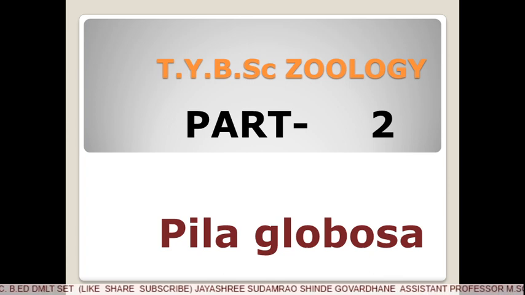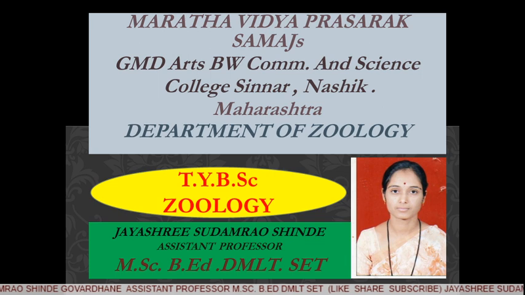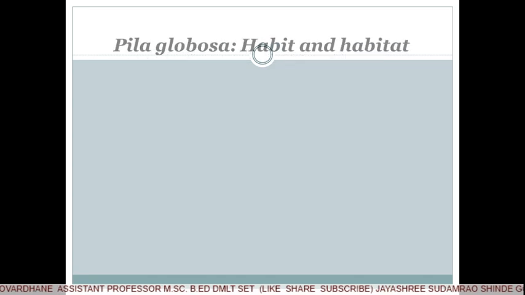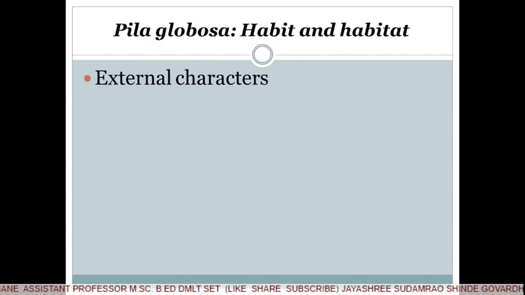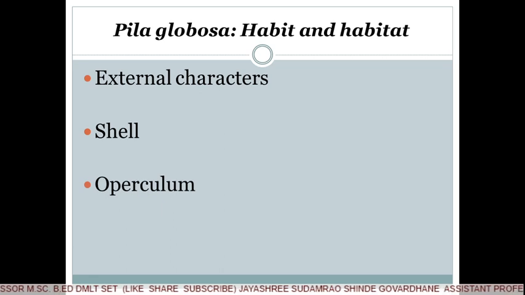In the previous video, we have taken information about the introduction of phylum Mollusca, then general characters and systematic position of Pila. Now in this video, we are studying habit and habitat of Pila, its external characters like shell, operculum, and microscopic structure or cross section of shell and mantle.